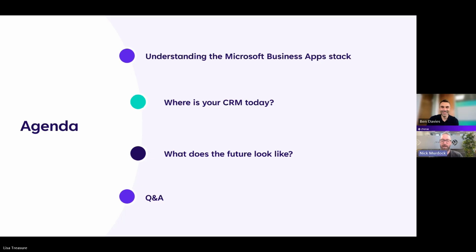So hopefully everyone on the webinar can see it, but the agenda for today is we're going to have a look at understanding the Microsoft Business App Stack. There is a lot of confusion sometimes in the sector around what exactly makes up the Power Platform. What are the different parts of it? A lot of terminology over the years has changed, and some people like myself that have been working with it for a long time get stuck in the old ways and maybe don't use the most modern terms all the time. So hopefully I'll be able to shed some light on that.